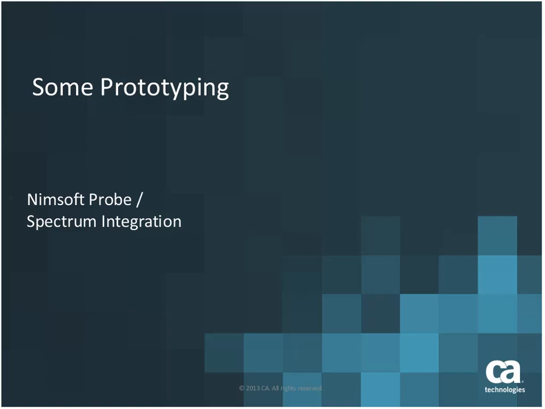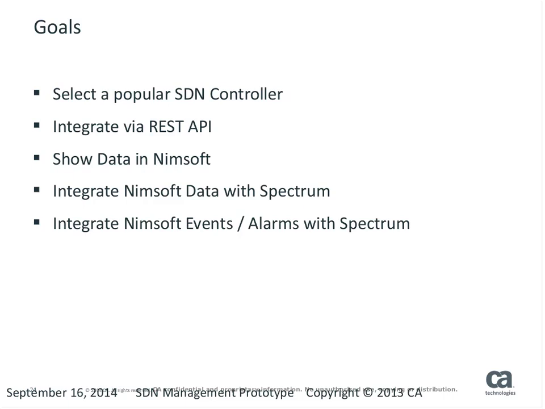So we've done some early prototyping. This is probably from a year ago. I selected a popular SDN controller, and there's several of them. It had a REST API, and we wanted to show some of the data in NIMSoft, and we wanted to actually integrate that data with Spectrum and show events and alarms in Spectrum. Those are all CA products.